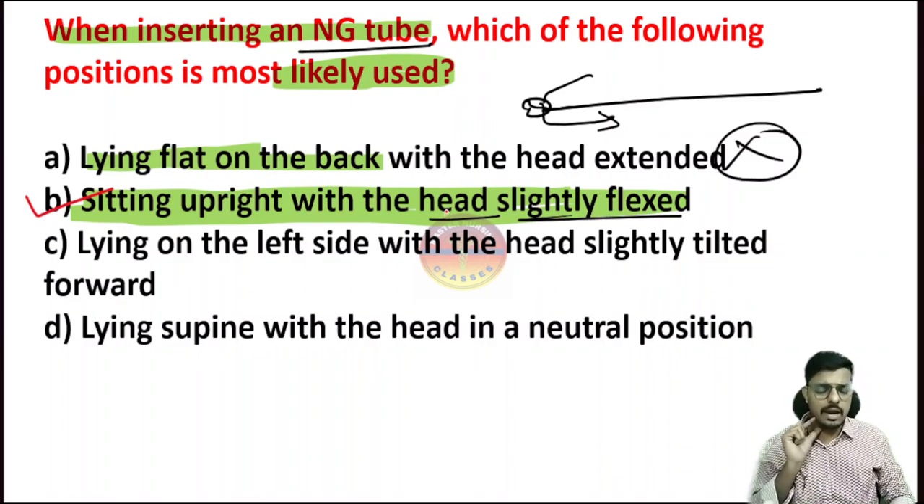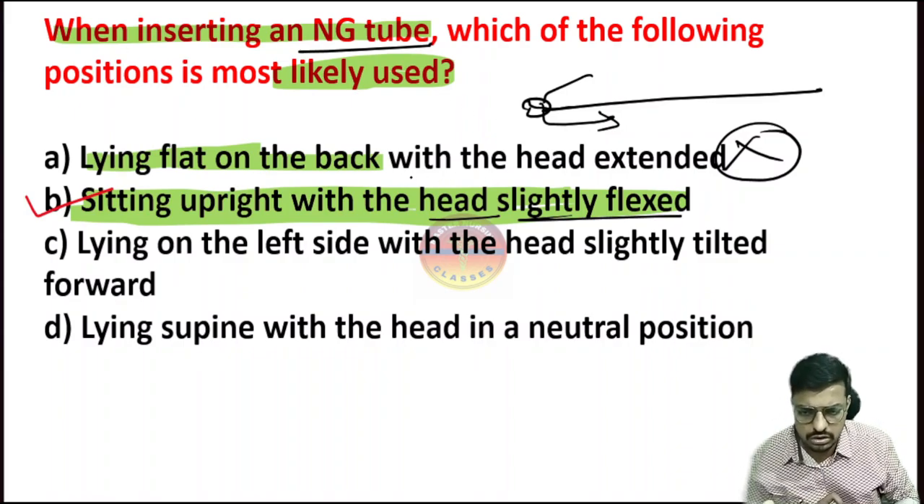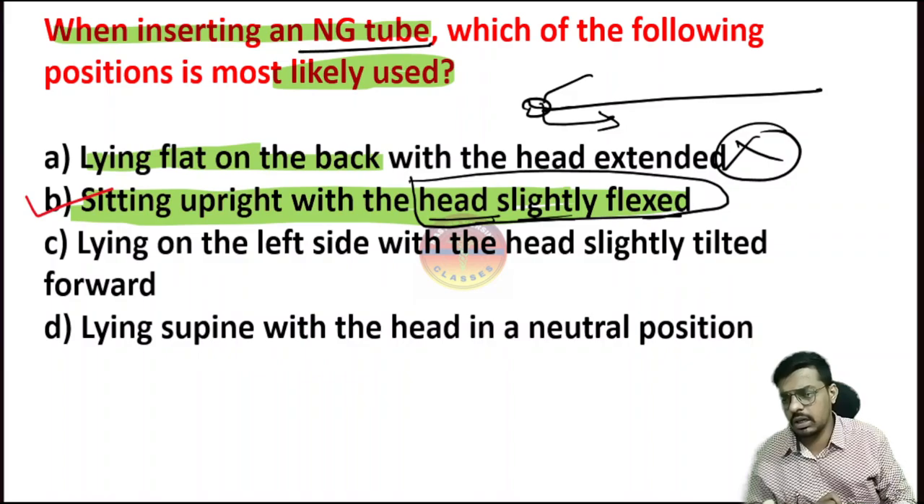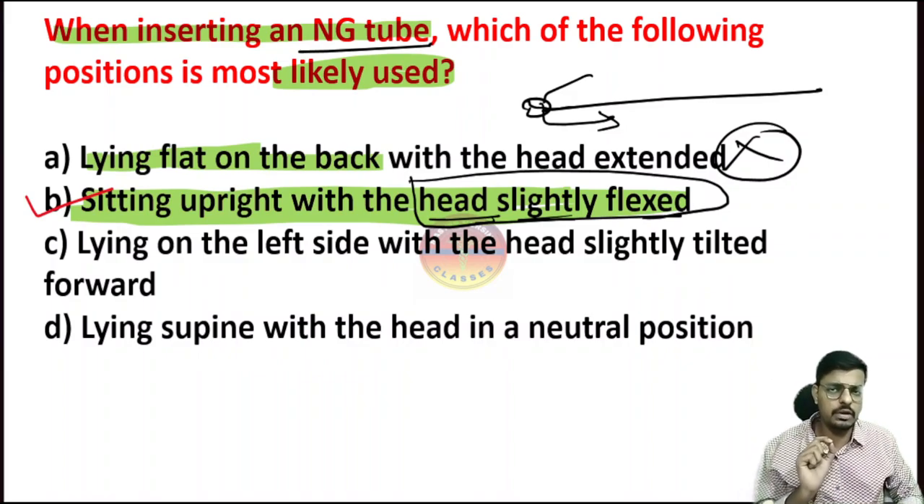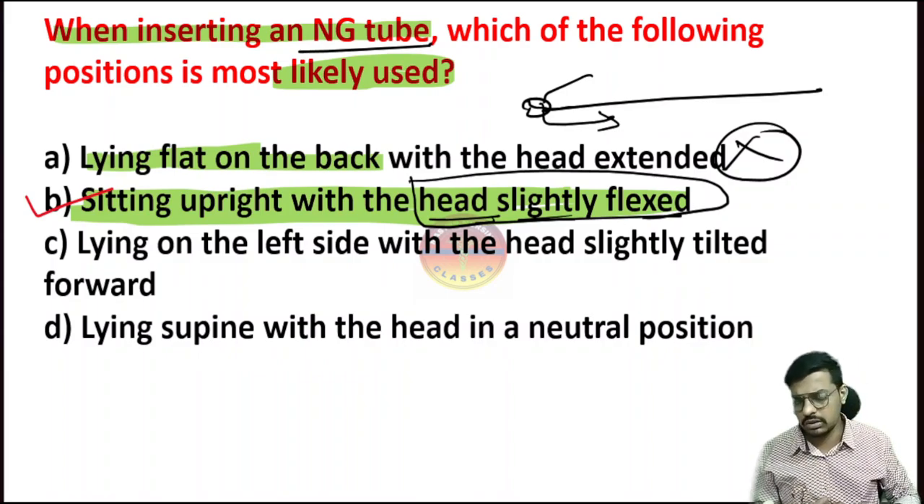Upright is like this and the head should be flexed like this. This is what we call the flexion of the head. Why do we have to flex the head here? That is the question they asked in a previous central government exam. The reason for flexing the head is very simple. While inserting the nasogastric tube, if you flex the head, your airway is blocked, the trachea is blocked by the epiglottis and only the esophagus will be open. So you can directly and easily insert your nasogastric tube into the esophagus, into the stomach.